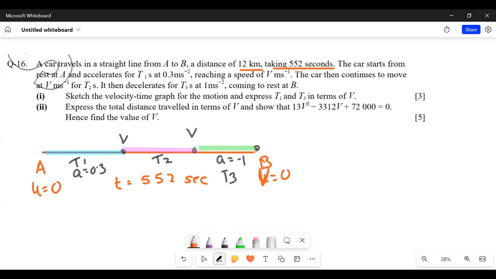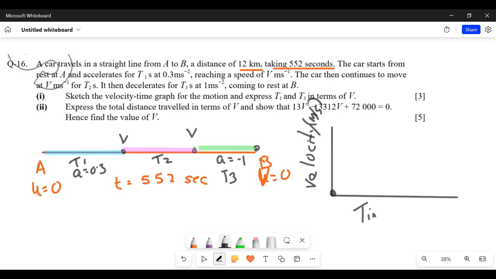Okay. Sketch the velocity time graph for the motion and express T1 and T3 in terms of V. All right, so we have to draw the velocity time graph. Start from 0. This would be the velocity in meters per second. And this one, this would be the time in seconds. First, the speed is 0.